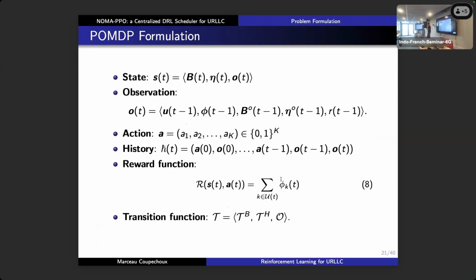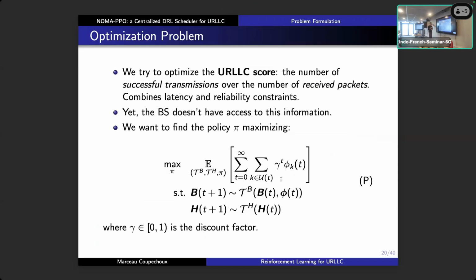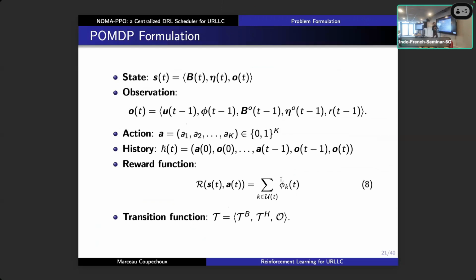Marceau, you mentioned something about the coherence time. Do you think that is somehow related? Coherence time is included in the transition function of the channel. As I said, some people include some penalty for collisions. We have observed that it does not bring so much.